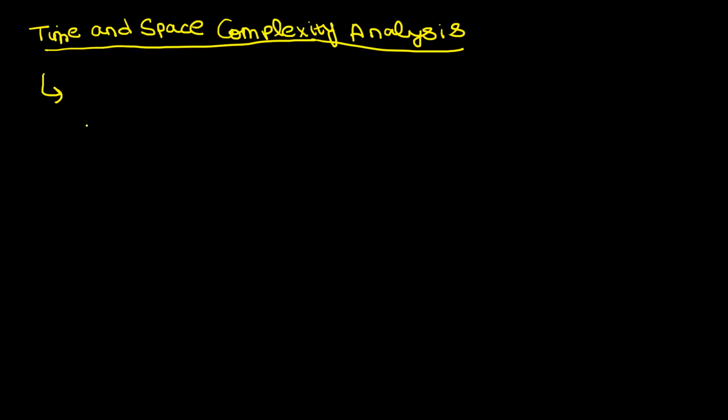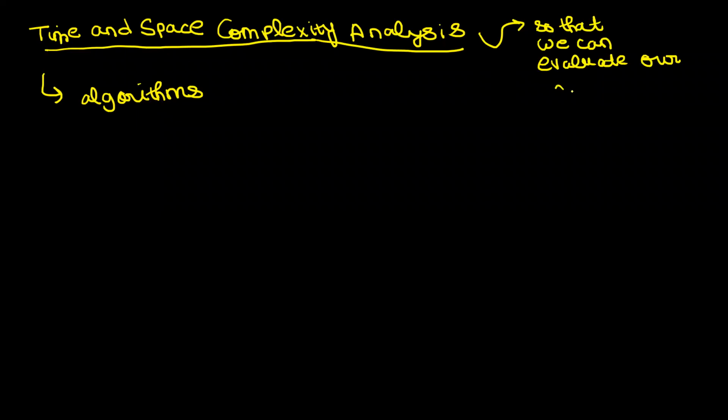We basically write code, right? We write multiple algorithms and multiple codes to do our task. So time and space complexity analysis is a metric, a tool which will help us evaluate the efficiency of your algorithm: how good is your algorithm versus how bad is your algorithm. Time and space complexity analysis can help us decide that. So why do we study it? So that we can evaluate our algorithms.